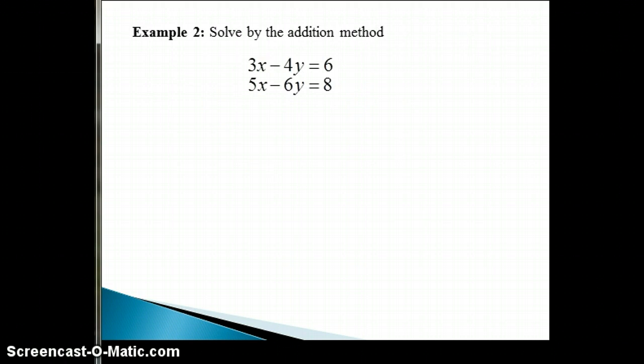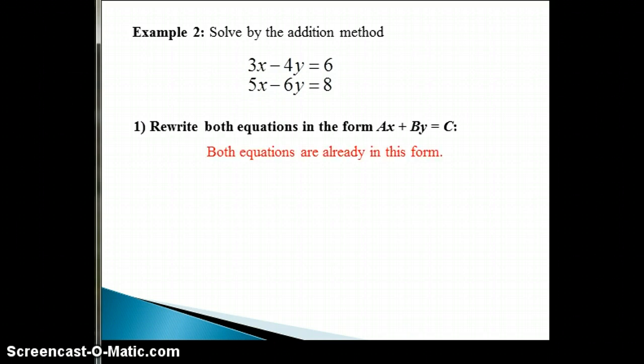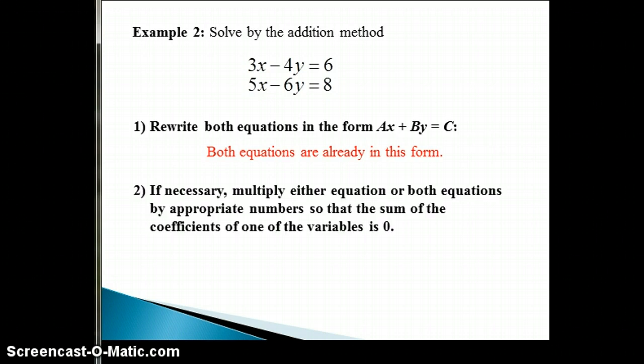Here's another system to solve. Our first step is to rewrite both equations in the form ax plus by equals c. However, both equations are already in this form, so we can skip this step. Notice that if we add the equations in their current forms, neither of the variables will be eliminated.